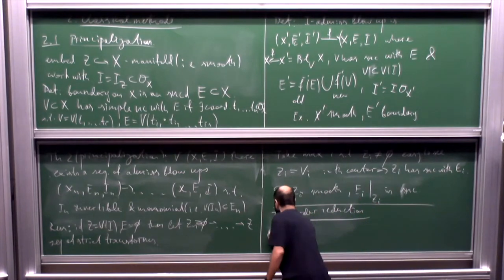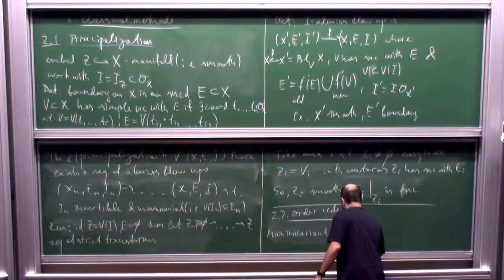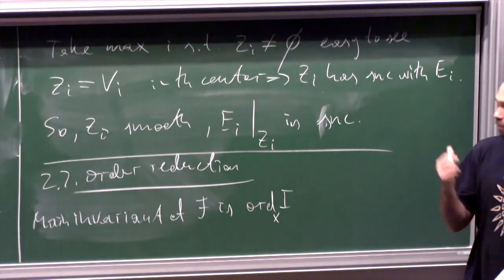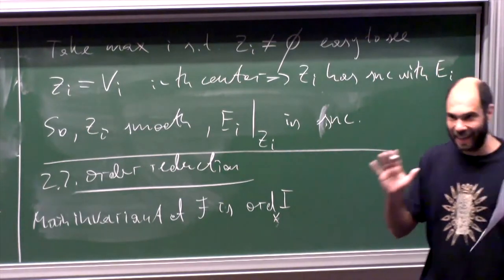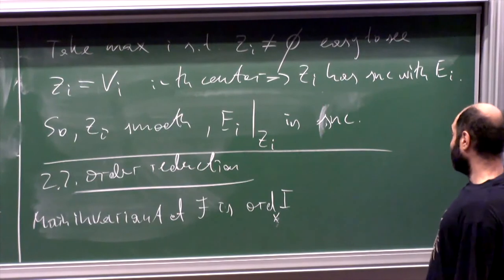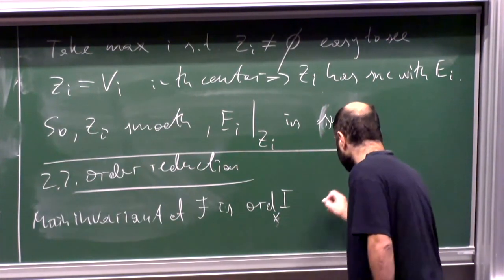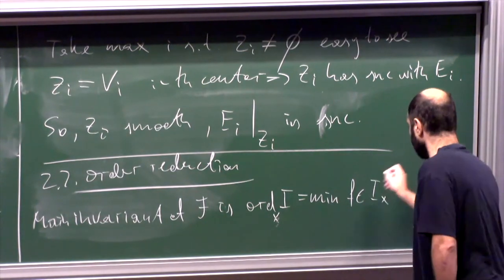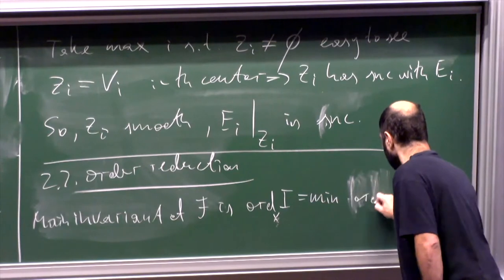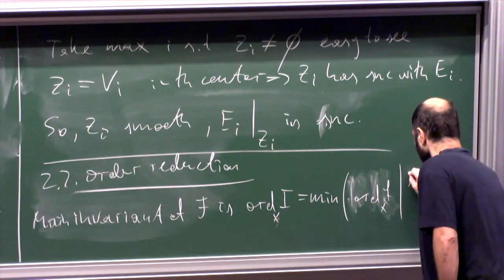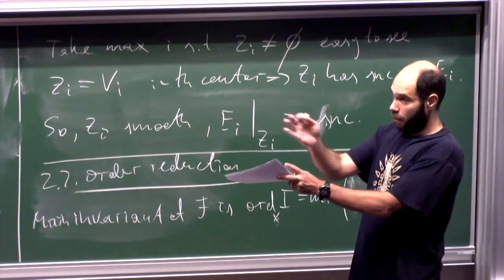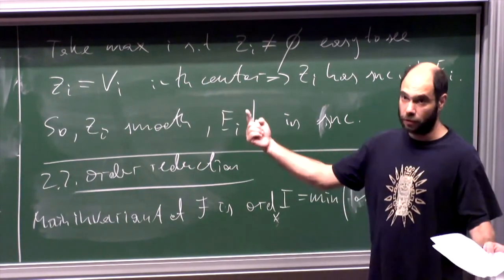So the main invariant of the algorithm is the order of I at a point. I gave a lecture a little bit before; I stated this a little bit differently, but again, I allowed myself to cheat a little bit. The order of I is just the minimum over all f in I at x of the order of f at x, where f belongs to the ideal I. And the order of a function on a manifold is just the order of the minimal non-vanishing term in the Taylor series, for example.